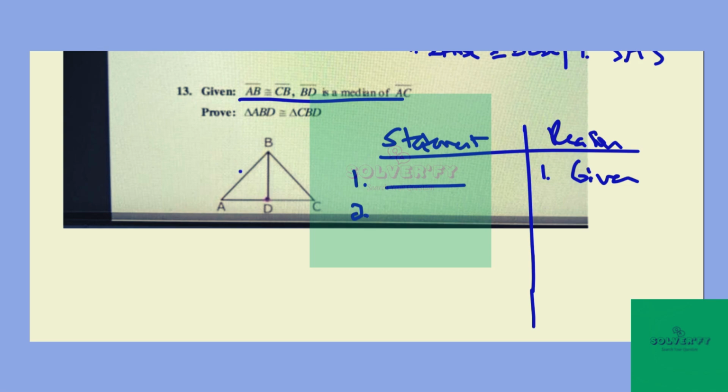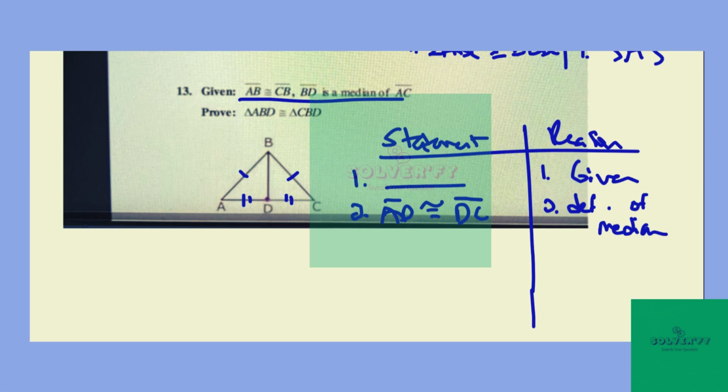We know AB is congruent to CB already, so there's nothing to interpret, but we do know that BD is a median of AC. By definition of a median, that means AD, a median goes from a vertex to the midpoint of an opposite side. So I would say AD is congruent to DC.